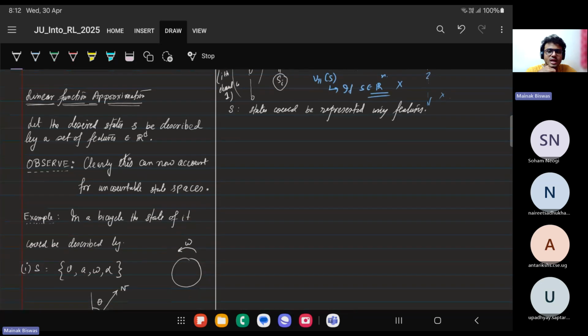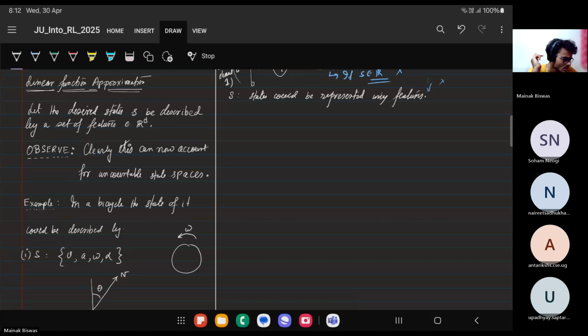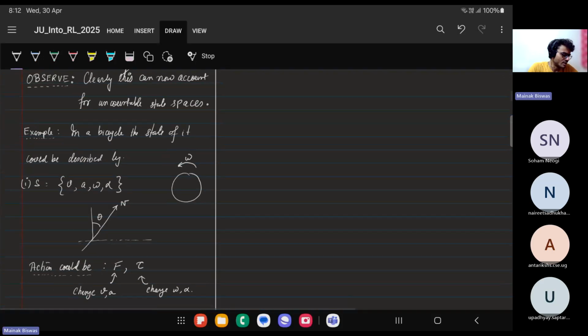So what I mean to say is, if you have very, very large state spaces, and if they are, for example, continuous in nature, then the tabular methods won't work for you to determine the value function. Okay, so let us take an example to understand this.